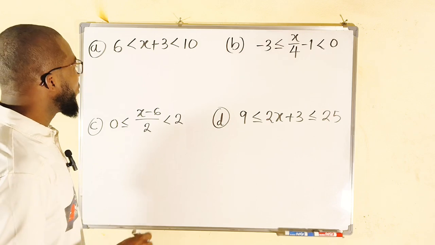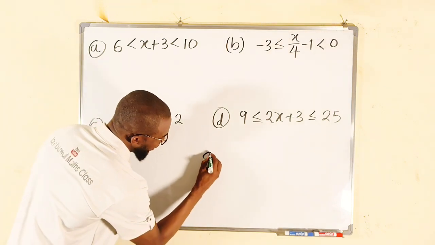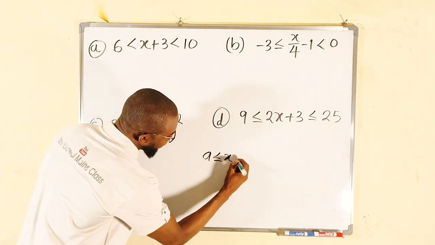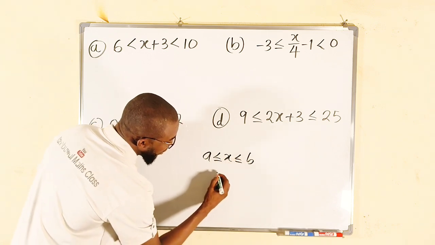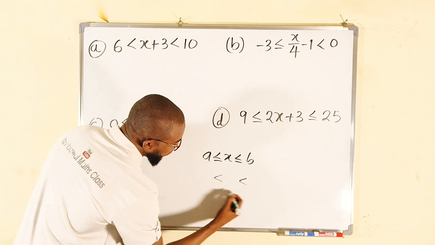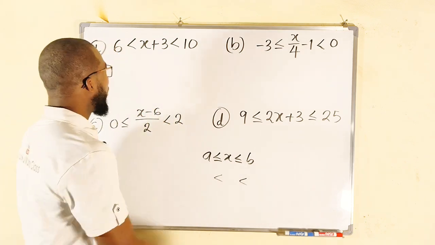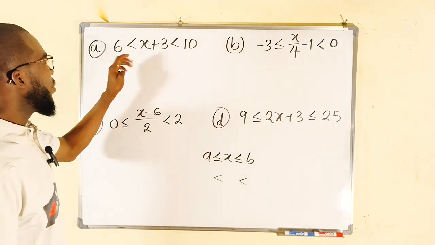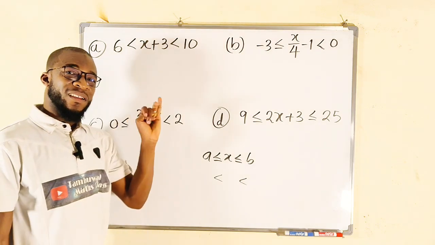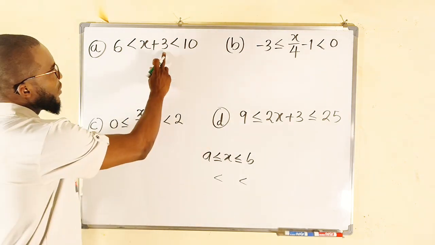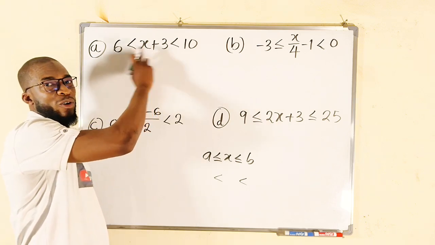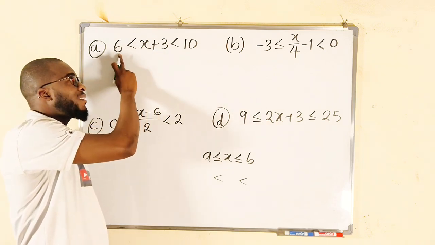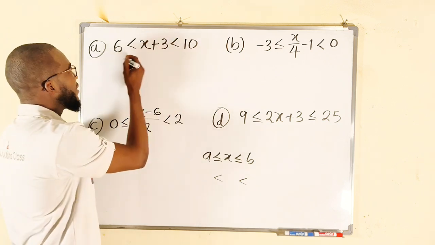We would like to transform it into the form a ≤ x ≤ b, and it could be just less than, or a combination of the two. So let's get started. We would like to leave only x at the center, or in the middle. So we are going to get rid of this 3 by subtracting 3 on both sides. You subtract 3 here, you subtract 3 on the other side.